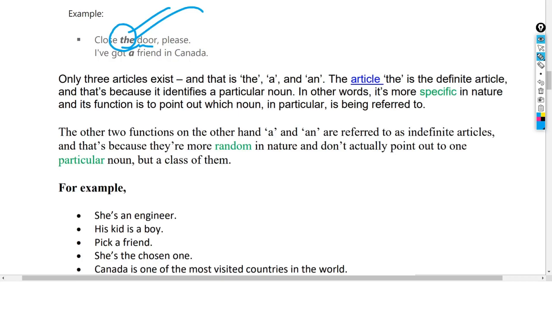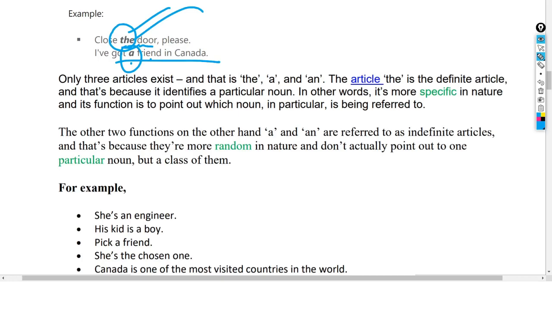I've got a friend in Canada. I've got a friend. How many friends? A friend. Only one friend is there. That is fixed. This a comes before the noun friend, works as an adjective, and actually fixes the friend. Therefore, this is the article, which belongs to the first category of the determiners.